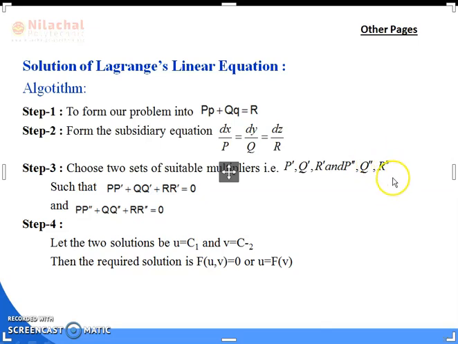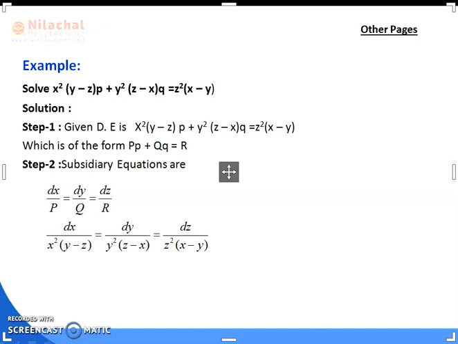Okay, so next step, let the two solutions be, after finding this equal to 0 we have to find the integration. Then we will get two solutions. One is u equal to c1, another will be v equal to c2. Then the required solution is f of u comma v equal to 0, or you can write u equal to f of v. Okay, let's have an example so that you can understand more clearly.